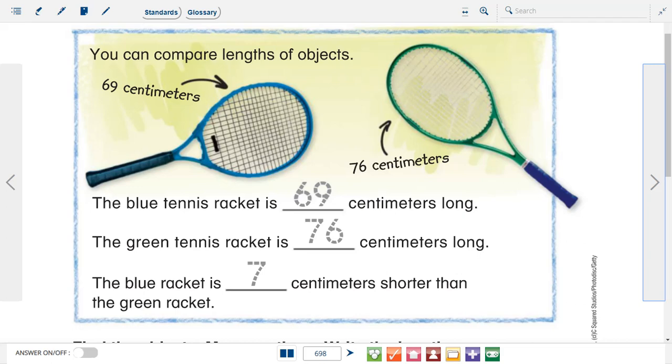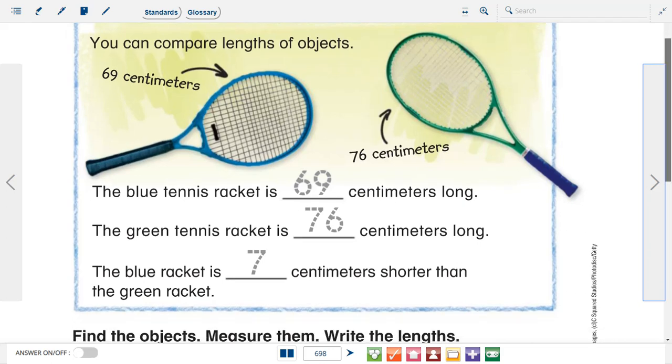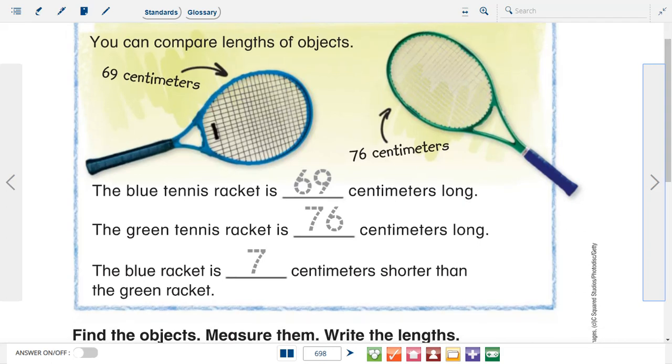So let's see this. As you see, the blue tennis racket is about 69 centimeters. They wrote it here. The green tennis racket is 76 centimeters long. Now, how much shorter? Let's see. The blue racket is 7 centimeters shorter than the green racket. What we did, we subtracted 76 minus 69.